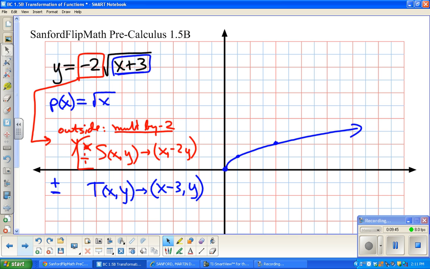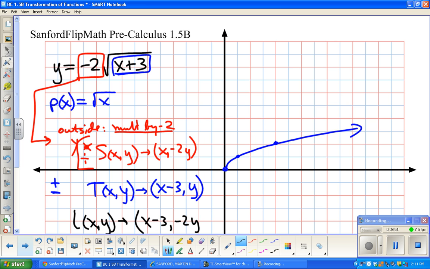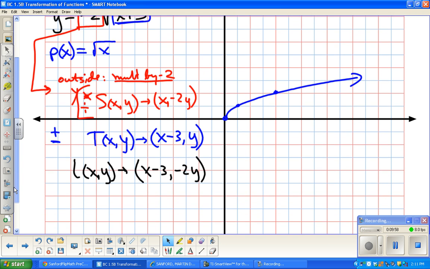All right, and if you prefer to put all of that together, the linear transformation would be x minus 3, -2y. Okay, so we didn't do anything with the graph yet, so let's do that.